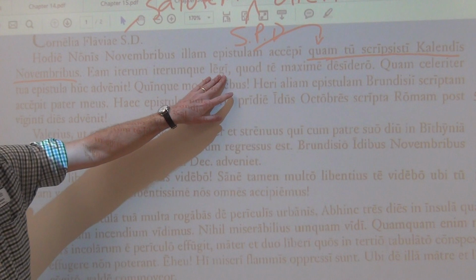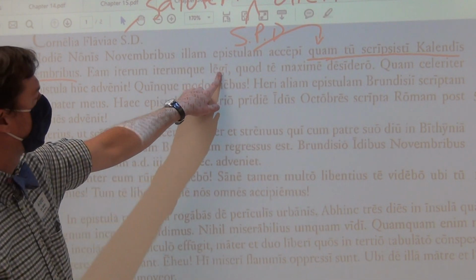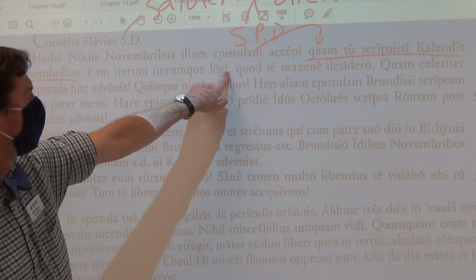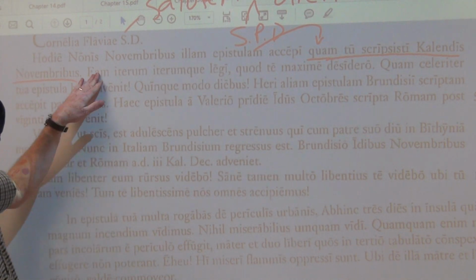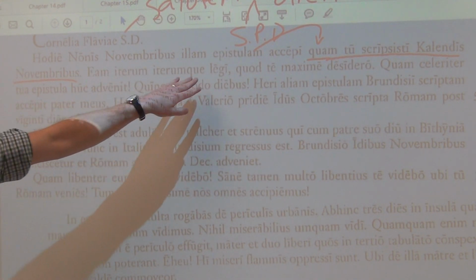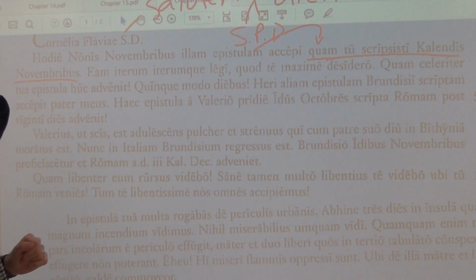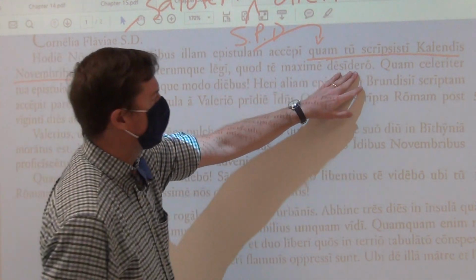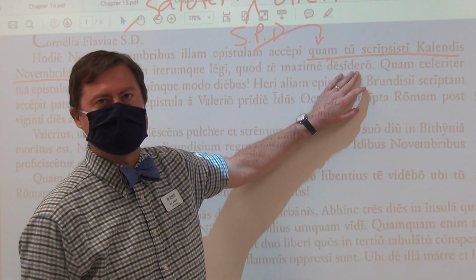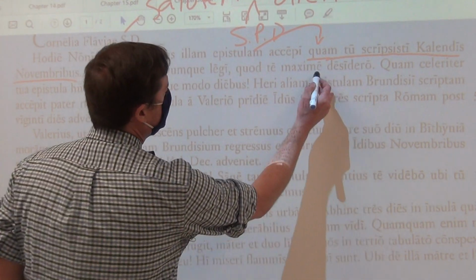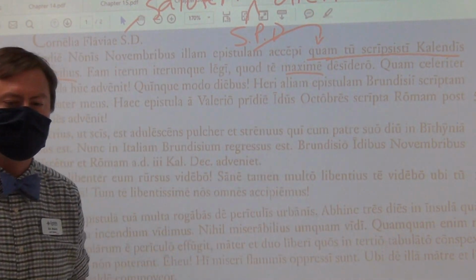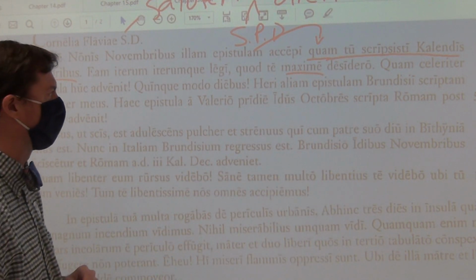Subject verb, legi, lego, legere, legi, lectus. A perfect stem, long E G with a perfect ending, I. I read it, referring to the letter, again and again. Because I miss, I desire, but here it's going to be more like miss. I miss you, not greatly, not magnopere, but maxime, superlative, most greatly.